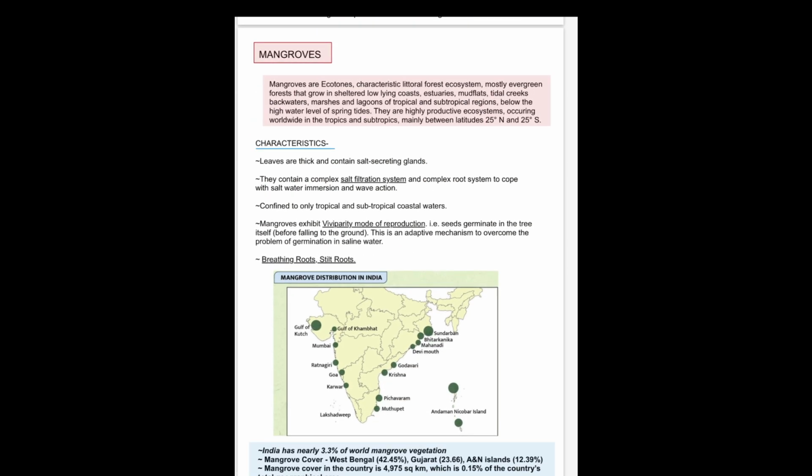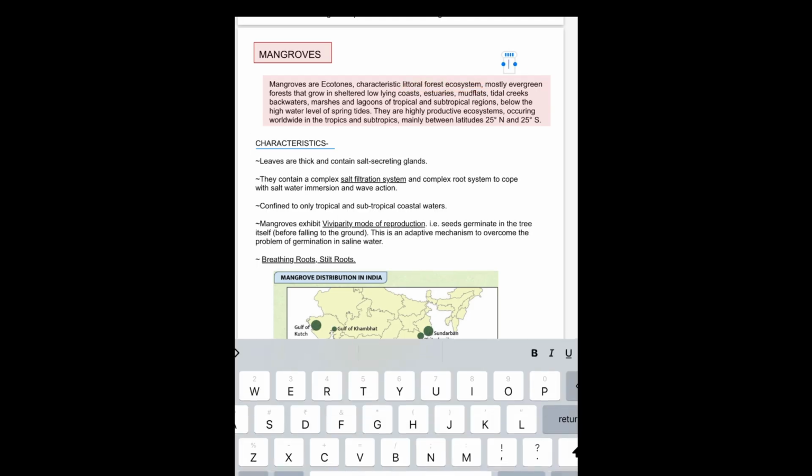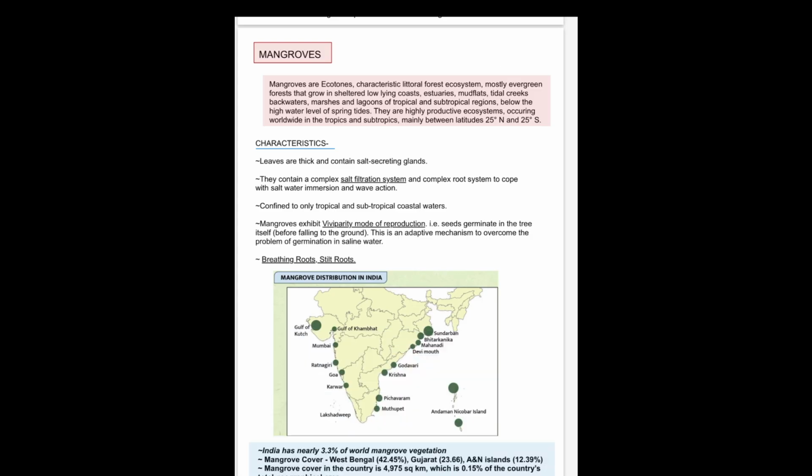And mangroves. What are mangroves? Mangroves are similar ecotones, a characteristic littoral forest ecosystem, mostly evergreen forest that grows in sheltered low-lying coasts, estuaries, mudflats, tidal creeks, etc. They are highly productive ecosystems occurring worldwide only in the tropics and subtropics, mainly between 25° north and 25° south.